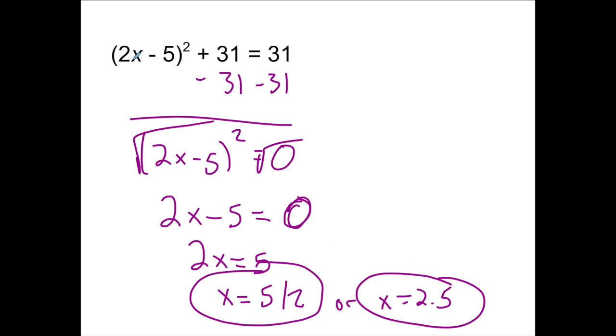And let's see if we plug it in. 2.5 times 2 is 5. 5 minus 5 is 0. 0 squared is 0. And 0 plus 31 is 31.